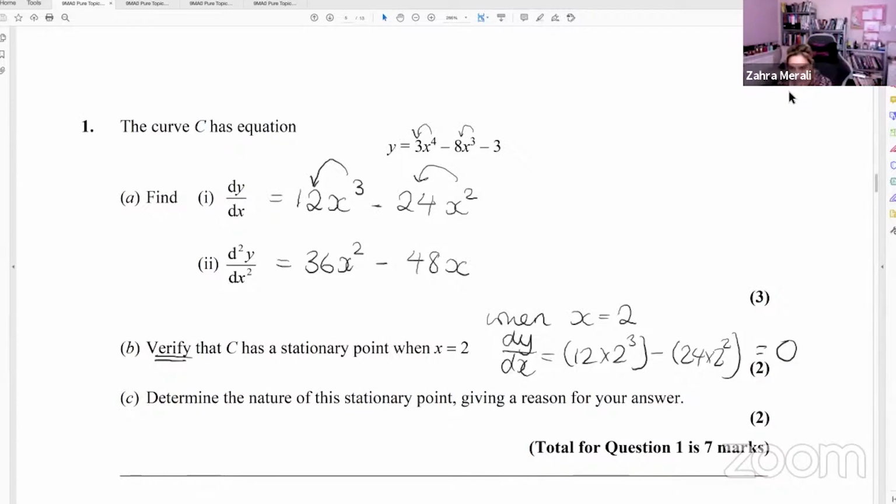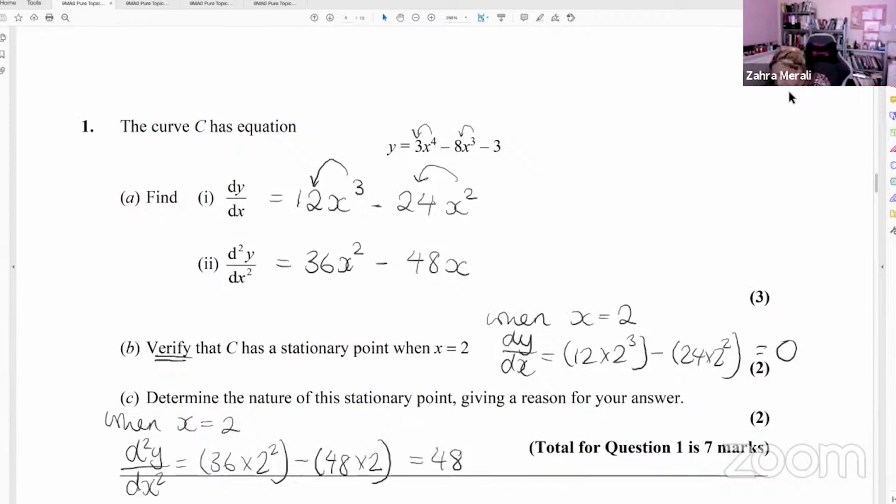Determine the nature of the stationary point. To determine the nature, we're going to substitute it into d squared y dx squared. So when x equals 2, d squared y dx squared equals 36 times 2 squared minus 48 times 2. And when I plug that all in, I get 48, which is greater than 0, which tells me it's a minimum. So if it was less than 0, it's a maximum. If the second differential equals 0, it's a point of inflection.